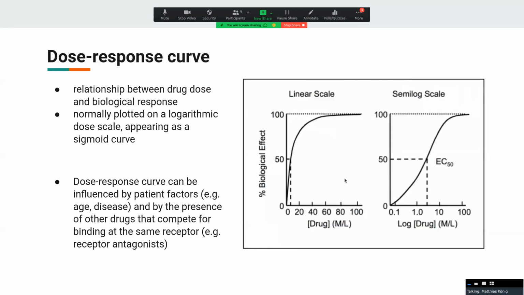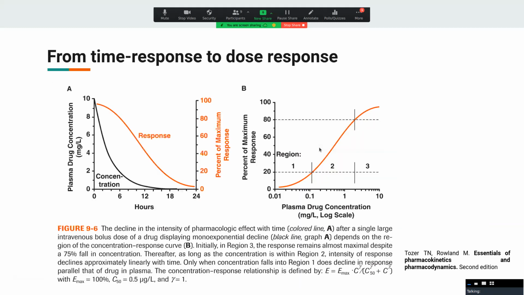This dose response can be influenced by many factors, like disease, age, and so on. Some of them, but also the presence of other drugs or other effectors can, of course, change these dose response curves. Normally what you're interested in is getting from a time response to a dose response. I think it's good to understand this concept once, and then you understand where the problems could be and what things can arise from such curves.